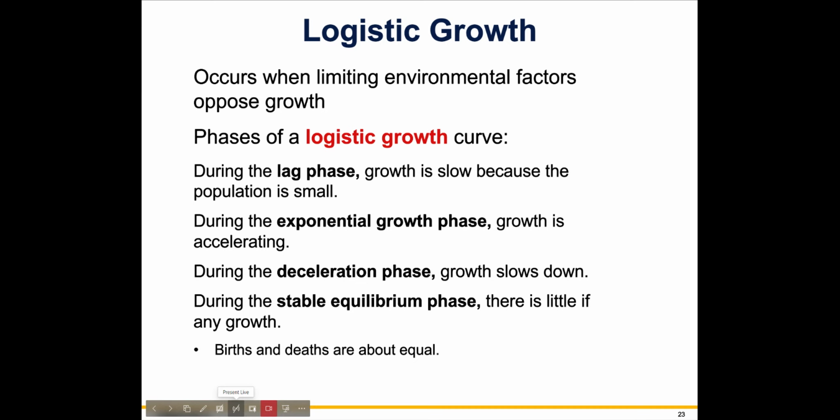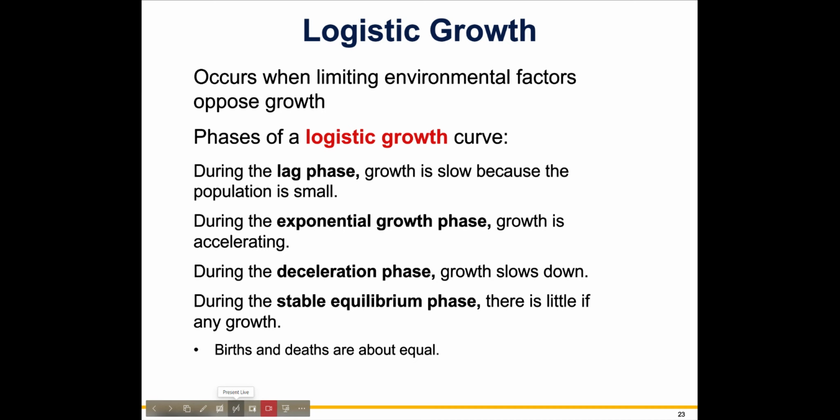So we don't want that for humans, for example. So what's our other model? We also have logistic growth, which happens when there are limiting environmental factors. We're still going to have that lag phase where we have slow growth when the population is small. We'll start to exponentially grow, but then we will slow down and reach equilibrium. We plateau to a place where birth and death is about equal.